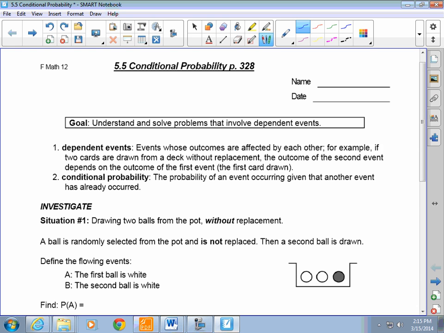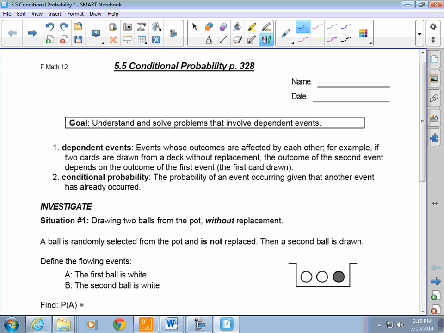A dependent event is events whose outcomes are affected by each other. For example, if two cards are drawn from a deck without replacement, the outcome of the second event depends on the outcome of the first event, which was the first card drawn. So if you pull a card from a deck and don't put it back, then that means you have one less card to select from when you do the second selection.